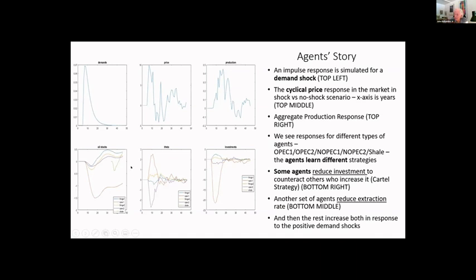And here is what happens. Different agents learn and operate and respond differently. Some agents reduce their investment, and so you're seeing a big drop of investment here for some of them, and some increase their production. So the point is, we have a heterogeneous response.